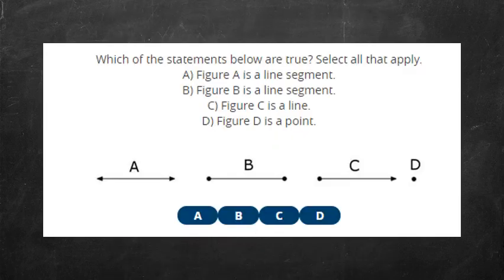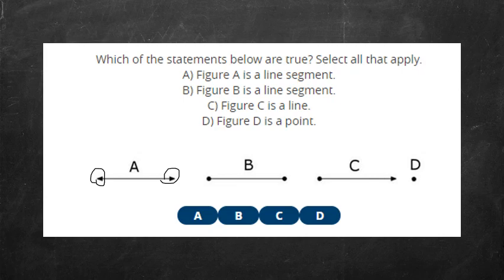Which of the statements below are true? Select all that apply. Okay. Figure A is a line segment. Is that true? No. Why? Figure A has an arrow on either end. That means that figure A is a line because it extends into either direction without stopping.